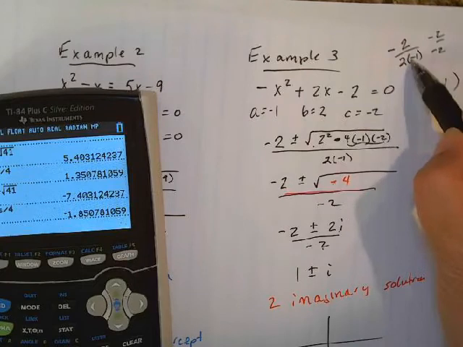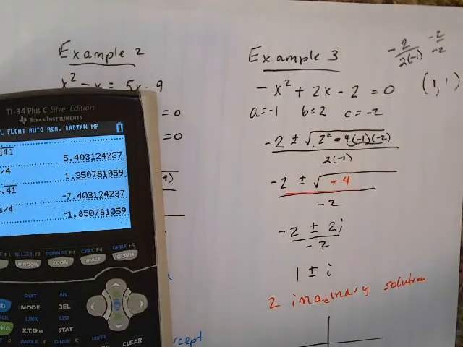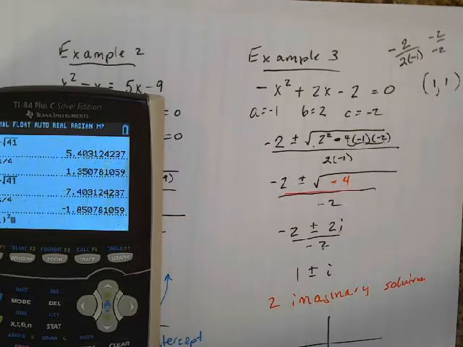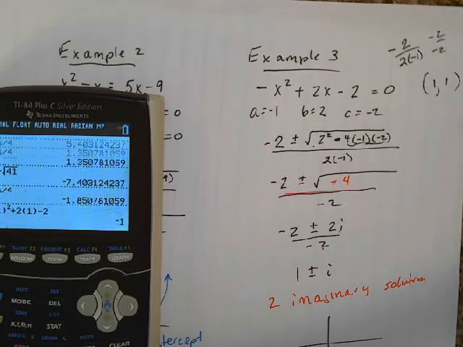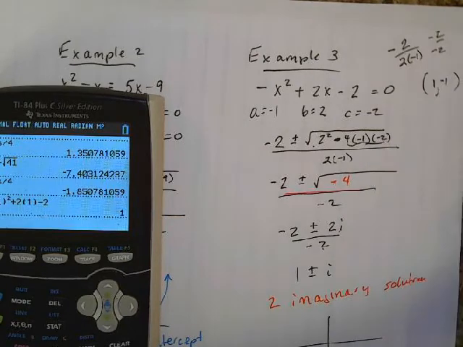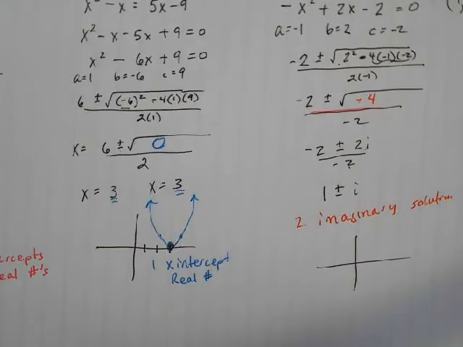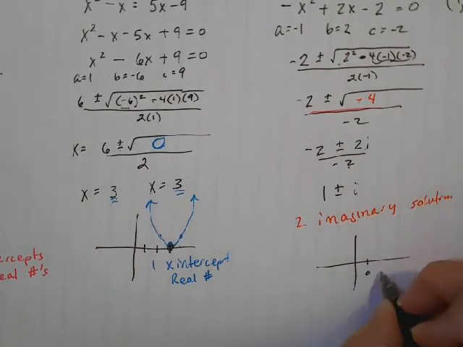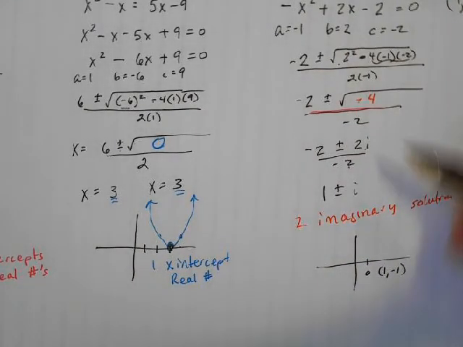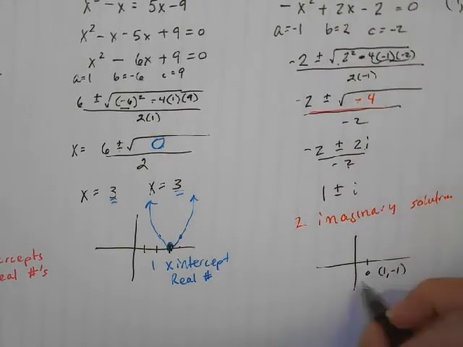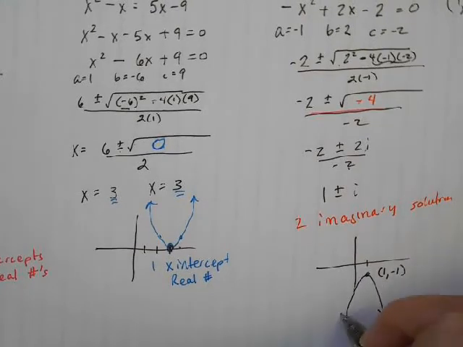-b over 2 times -1. So I'm going to type that in here just to make sure. -1 squared plus 2 times 1 minus 2. Okay, that's -1. I thought I made a mistake. So the vertex is at 1, -1. So if I go down here and I find the vertex at 1, -1, let's go back and look at our leading coefficient. Our leading coefficient is a -1. So that means that this parabola is going to turn upside down.